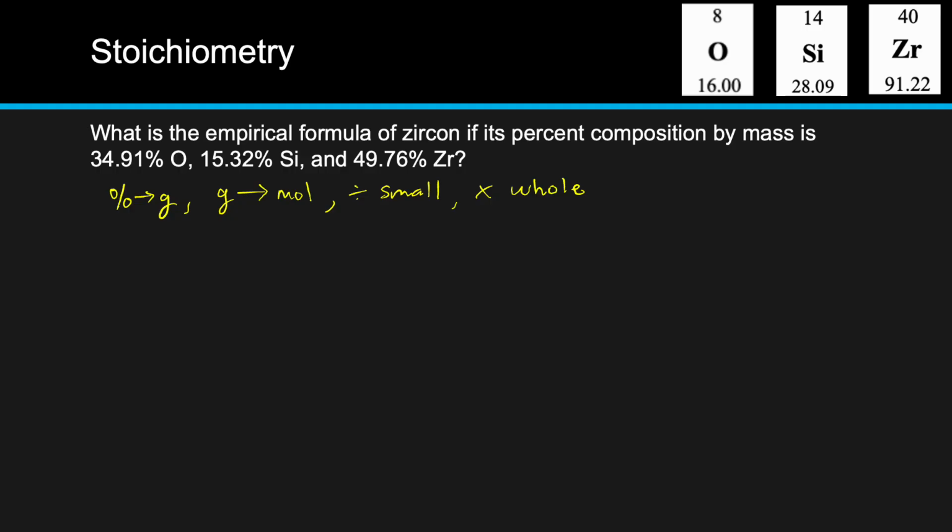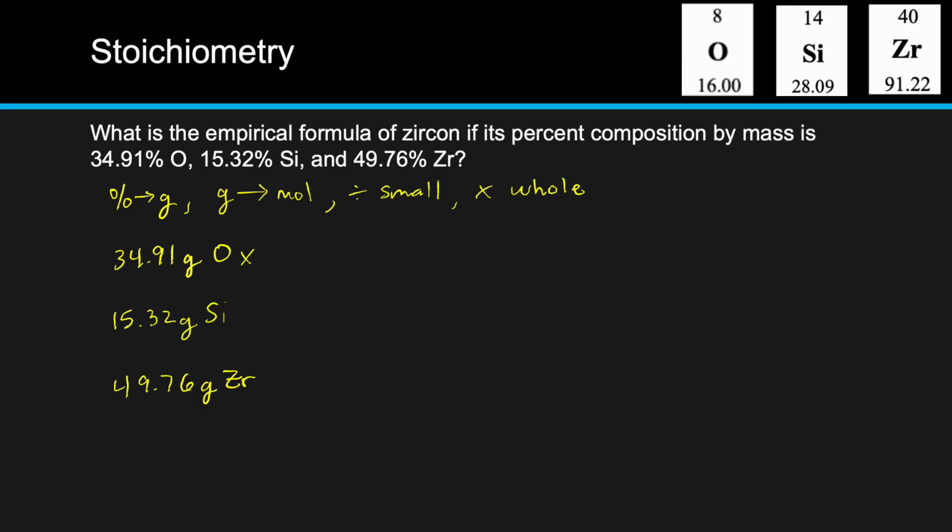So the first step, percent to mass, all you're doing is changing the percent sign to a gram sign because we're assuming it's out of 100 grams. So we have 34.91 grams of oxygen. We have 15.32 grams of silicon, and we have 49.76 grams of zirconium. That's the first step. It is done.